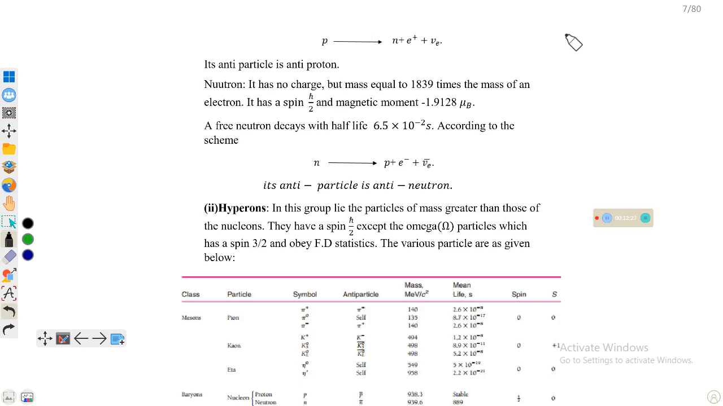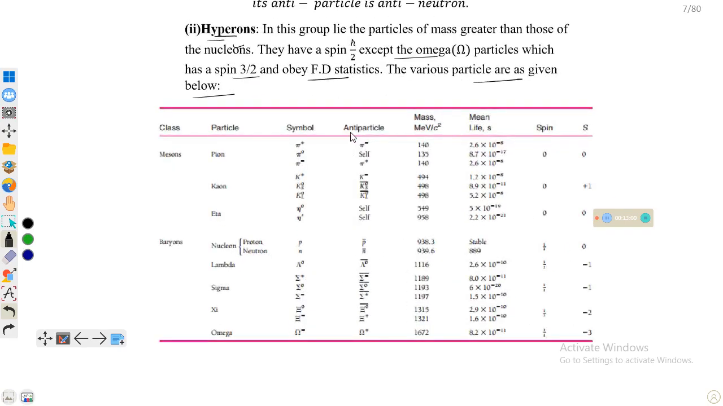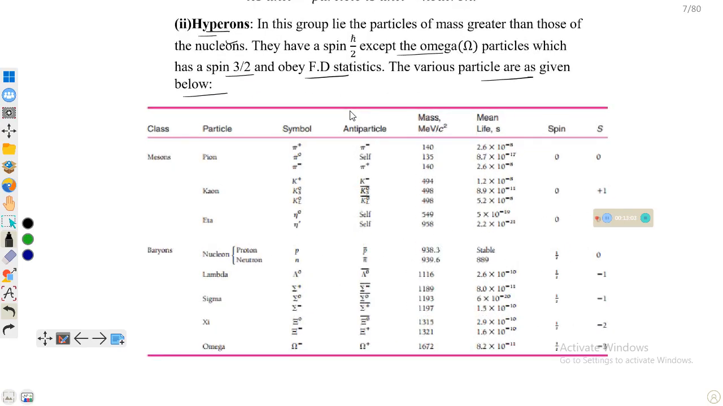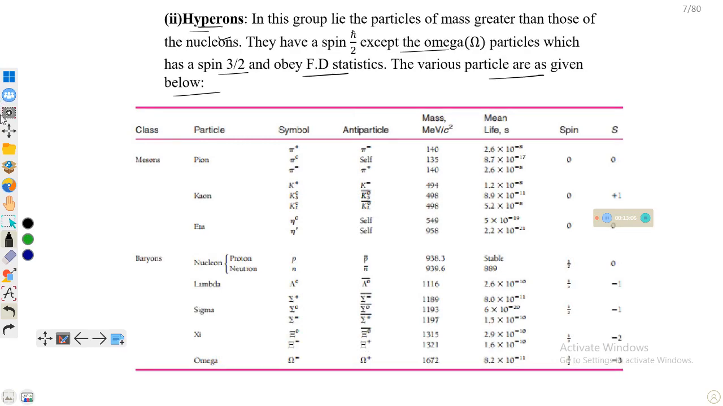Nucleons contain two particles, proton and neutron. And then another is hyperons. In this group lie the particles of mass greater than those of nucleons. Hyperons are those particles which have mass greater than those of nucleons. They have spin h/2, except the omega particle which has spin 3/2, and obey Fermi-Dirac statistics. The various particles are given below. You can see them in this table. These are actually the baryons.